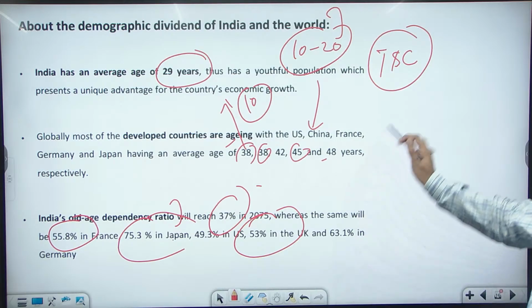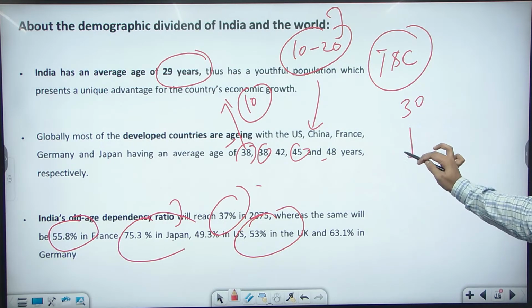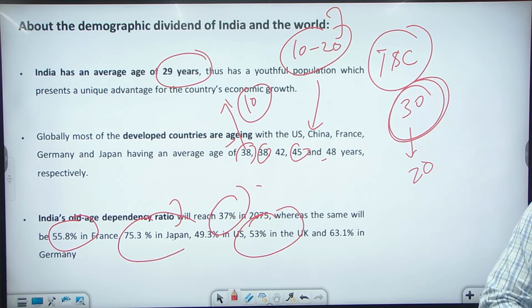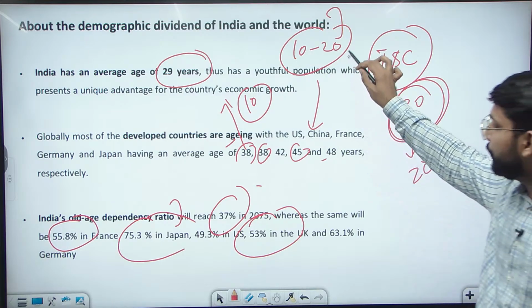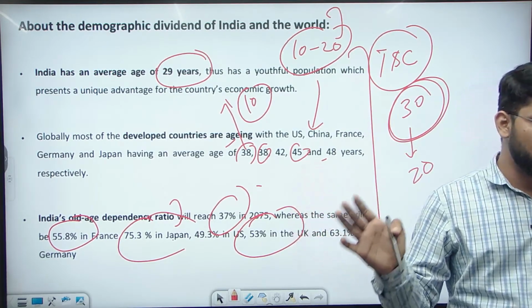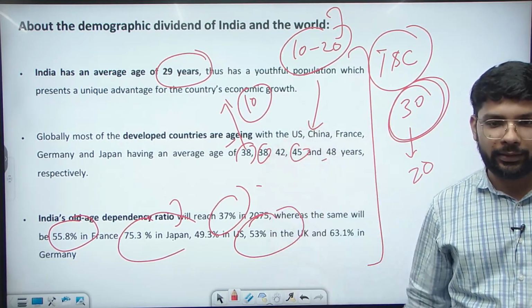If we are dividing these 50 years into 30 to 20 years, means these 30 years can be very fruitful for the country, even increasing the GDP of the economy, even increasing the employment in the country through the development of the infrastructure, through the development of the skill, through the development of the manufacturing sector. So this data is important for you whenever you are writing your answer. So you can compare the Indian economy demographic dividend with the other countries.